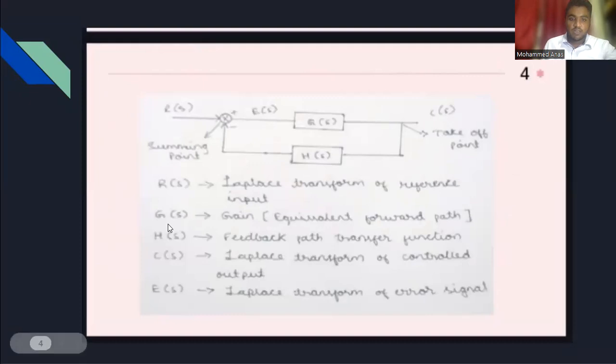Here G(s) means gain, the equivalent forward part. H(s) means the feedback part transfer function. C(s) means Laplace transform of controlled output. Here E(s) means Laplace transform of error signal.